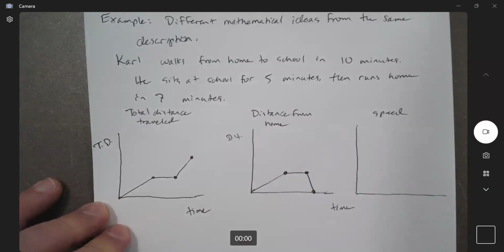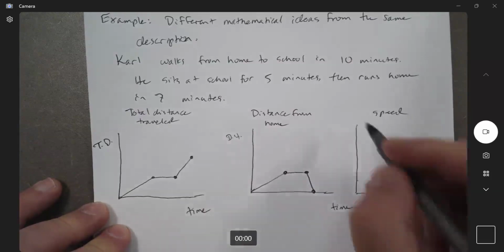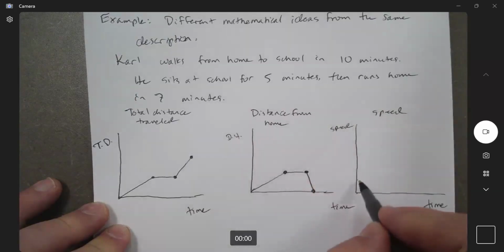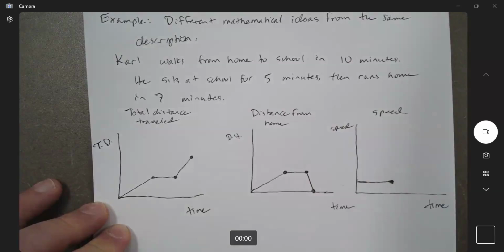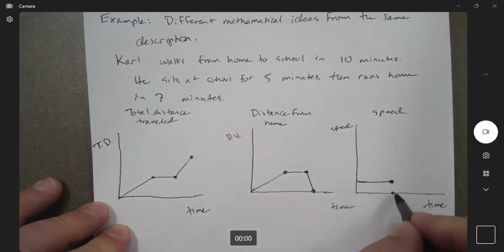Now let's think about Carl's speed. Carl walks to school. Let's assume Carl walks at a constant pace. So speed is going to be a constant speed for the amount of time that he's walking to school. How fast is Carl walking at the beginning? 2 miles an hour. How fast is Carl walking when he's halfway to school? Still 2 miles per hour. What happens when Carl gets to school? What's his speed? 0. So now his speed is going to drop down here and be 0 the whole time he's sitting at school.